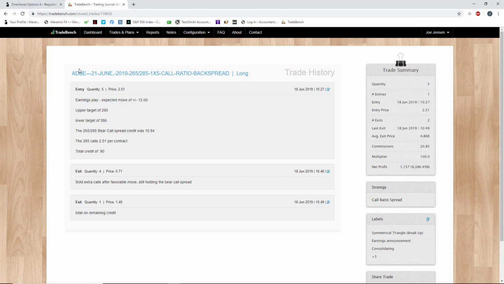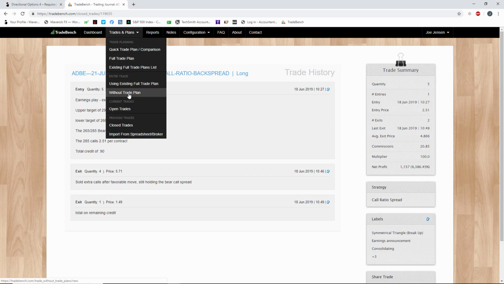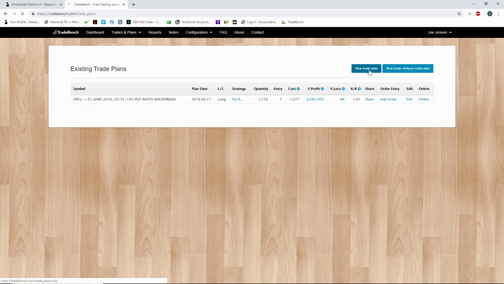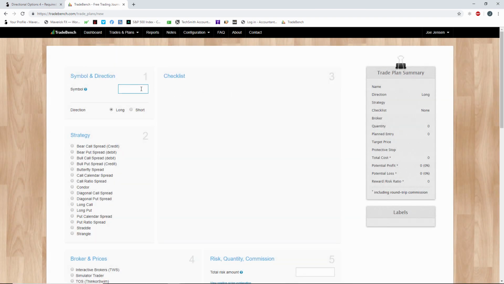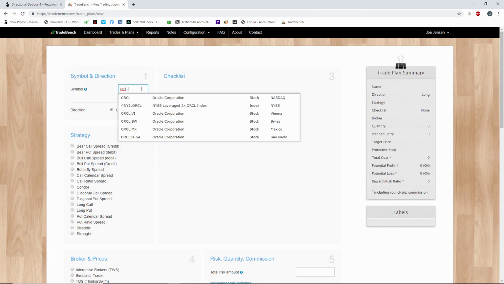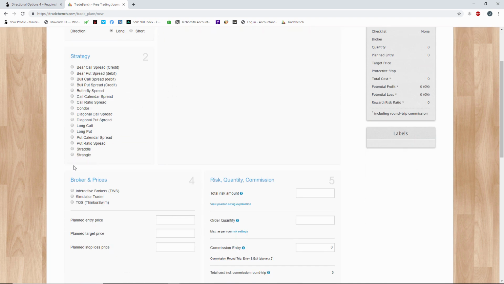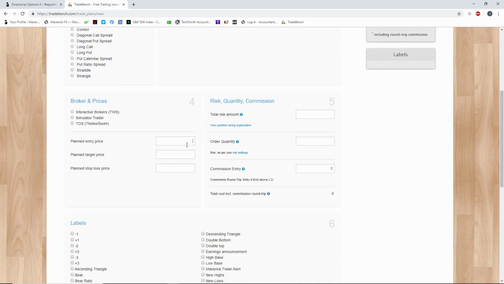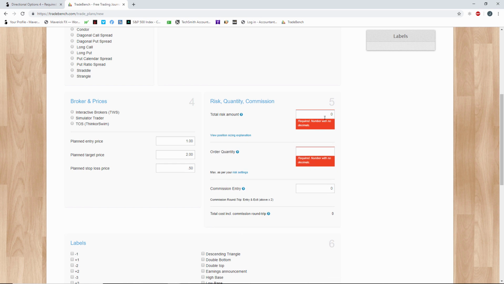So let's jump back to Tradebench. Let's go to trade plans. And remember, guys, I did it without a trade plan because you can use an existing one with the checklist, but you'll have to come up with hypotheticals, right? Let me show you real quick how to get around that, just in case you want to do that. If I wanted to put in the Oracle trade, I'm not going to type it all out, but I would choose whatever I wanted, and I want to use the checklist. My planned entry, you'd have to use it as a holding place, like set it for $1, planned target of $2. Planned stop loss of 50 cents. You're just trying to appease the software.